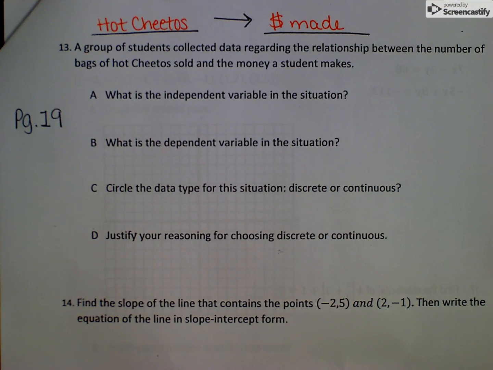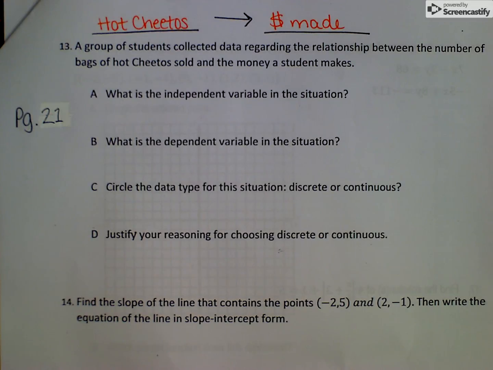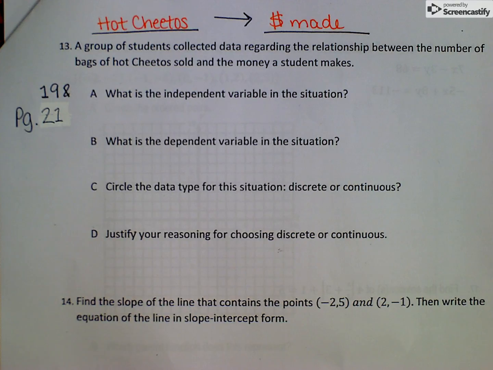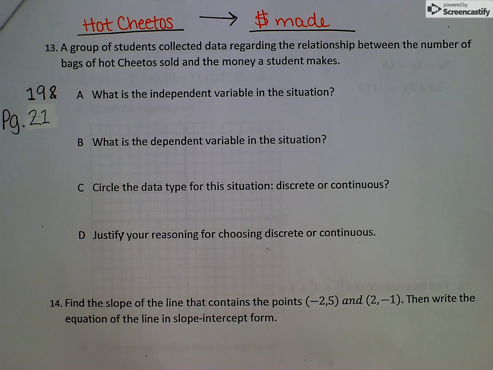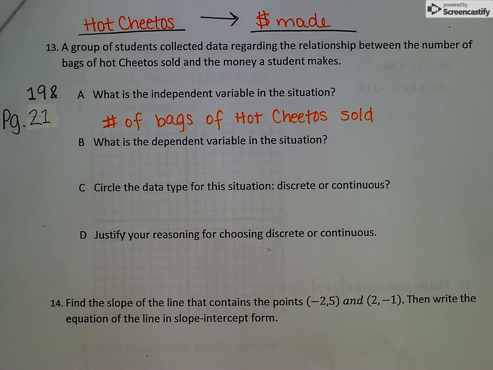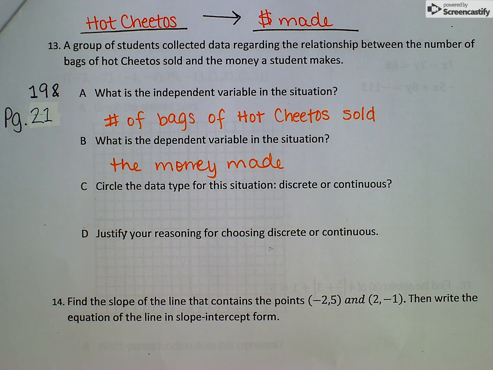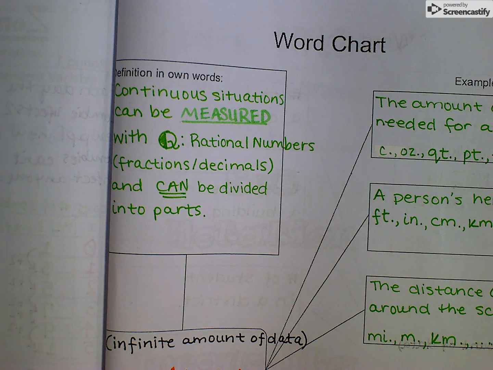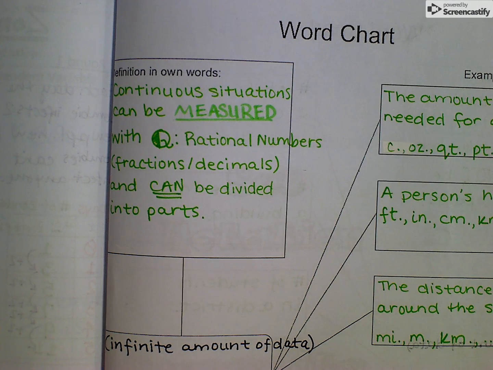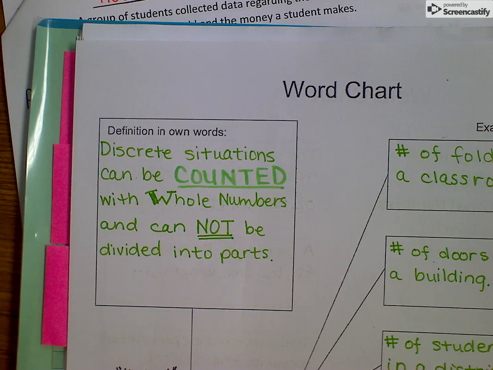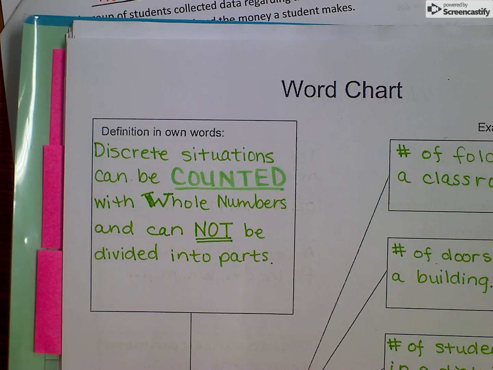And continuing, so what we may want to actually refer to is not page 19, but page 21. Or actually, sorry, both page 19 and 21. Page 19, we have identified that our independent variable is the number of bags of hot Cheetos sold, and the dependent variable in this situation is the money made. Now, a good thing to know is the definition of continuous and discrete data as shown on page 21.